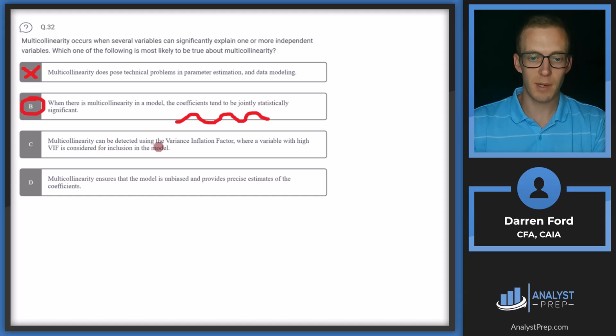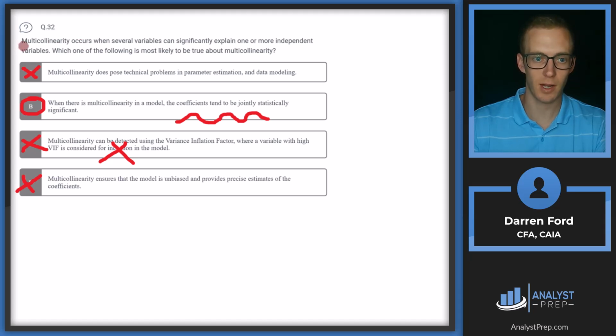C, multicollinearity can be detected using the variance inflation factor, where a variable with high VIF is considered for inclusion in the model. So we can rule that out, because a high VIF would mean we may want to exclude it from the model. So we can rule out C. And then D, multicollinearity ensures the model is unbiased and provides precise estimates of the coefficients. It does not ensure this. It's telling us which of the independent variables are correlated with each other. So we will stick with answer B.